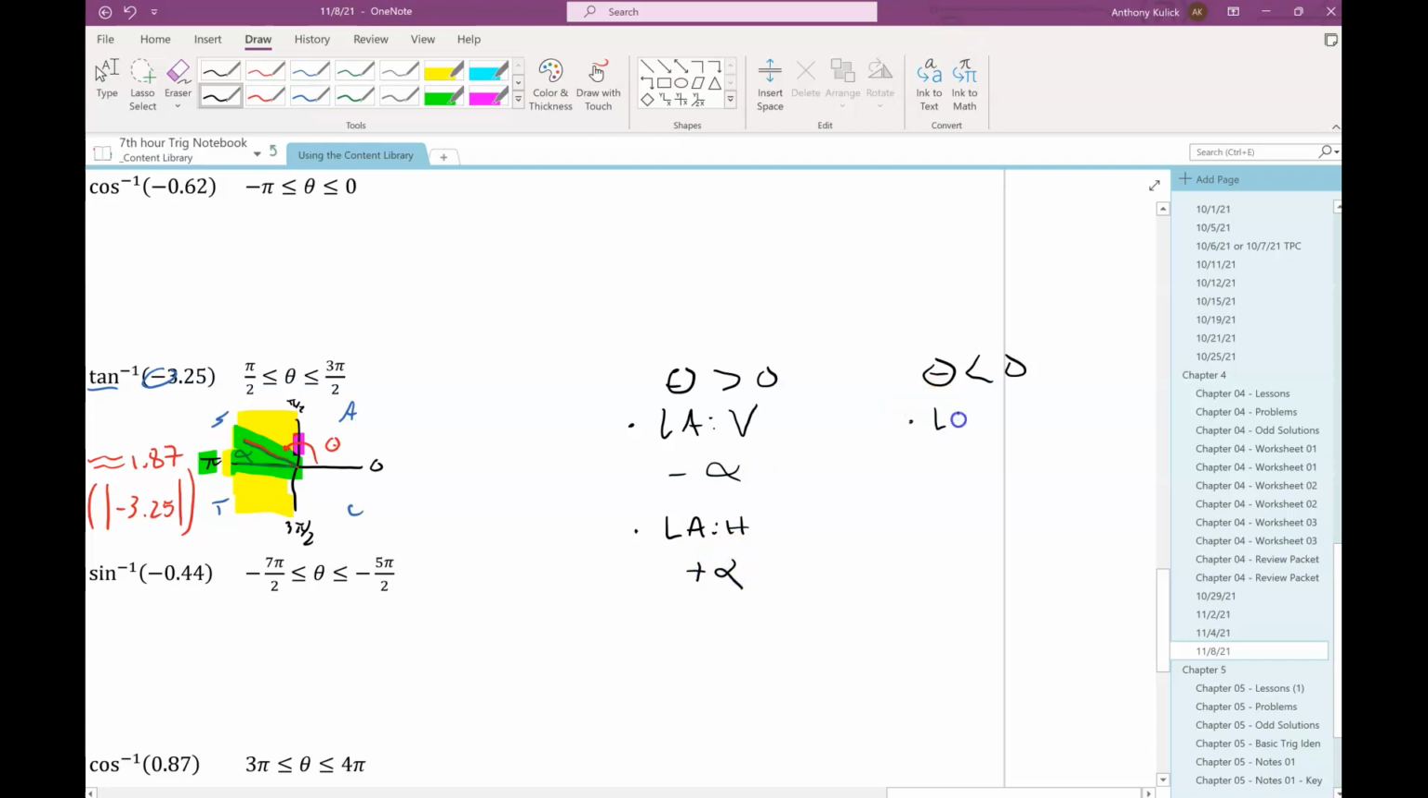And if it's negative, it's reversed. So vertical would mean adding, and horizontal would mean subtracting. Yeah, I'm more confused about which pi I choose instead of the alpha.